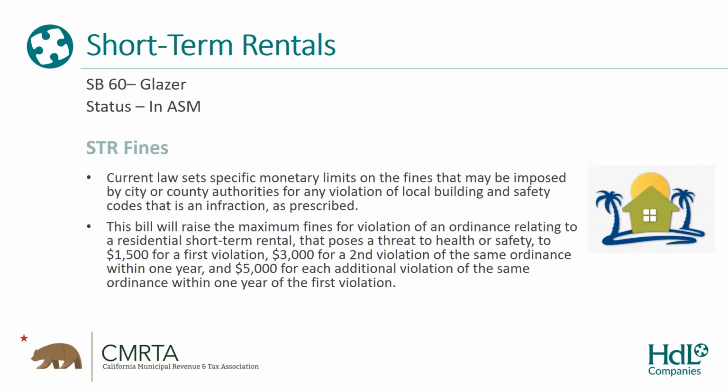All right, another short-term rental one. SB 60 is involving fines. This just raises the fines. So currently, you probably have your typical fine through your local citation, which is 100, 200, 500. This is about the standard one if you write a citation. This can actually increase those fines for violations for STRs to 1,500, 3,000, and 5,000, all within a year.